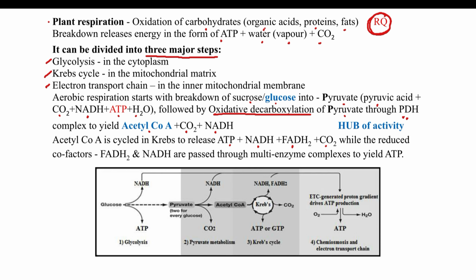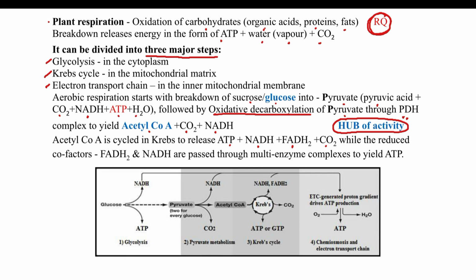But acetyl coenzyme A has its significance elsewhere as well. For example, it is also used to generate fatty acids. It is also used to generate certain hormones. Therefore, acetyl coenzyme A is not only the molecule which is fed into the Krebs cycle, but it is fed into several other cycles or pathways, and it is known to be a hub of activity.